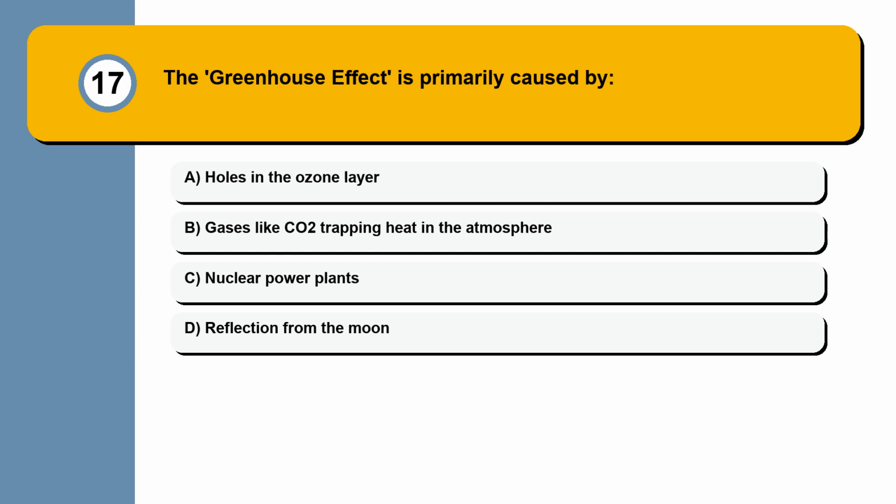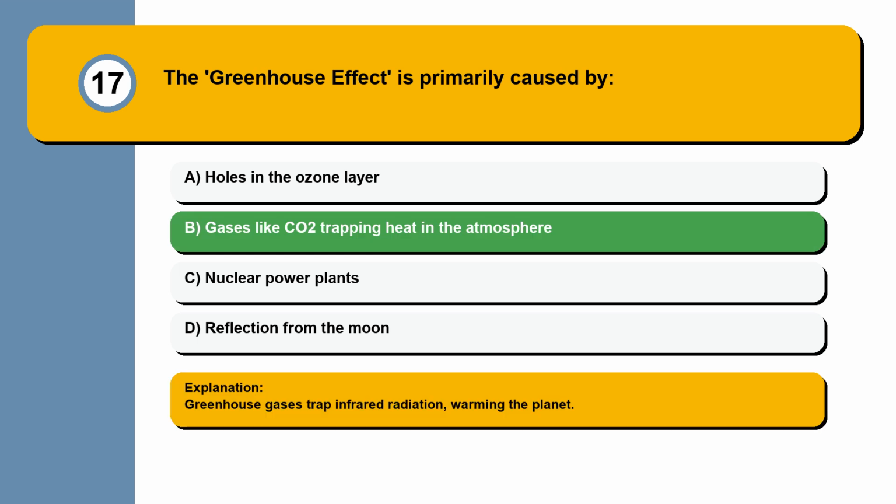Question 17. The greenhouse effect is primarily caused by holes in the ozone layer, gases like CO2 trapping heat in the atmosphere, nuclear power plants, reflection from the moon. Greenhouse gases trap infrared radiation, warming the planet.